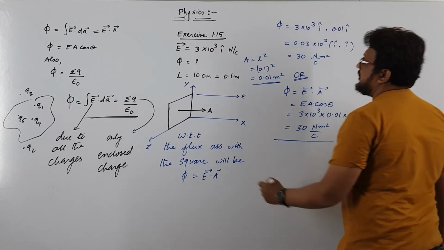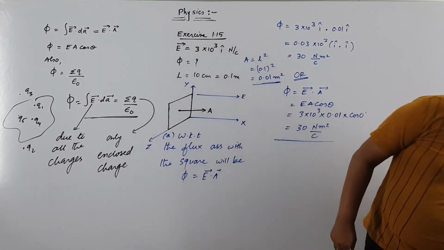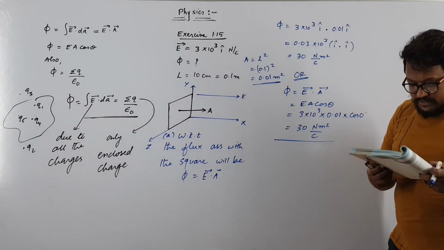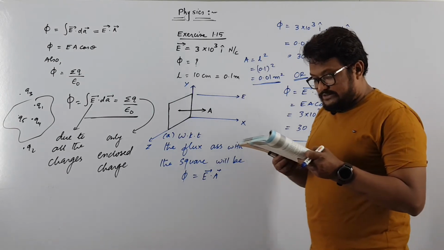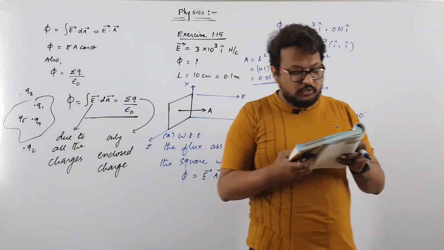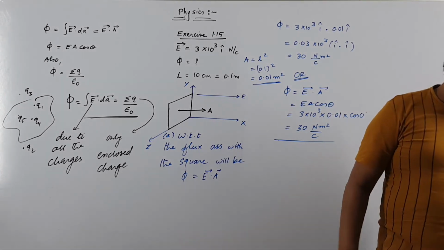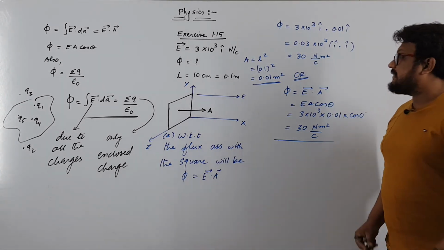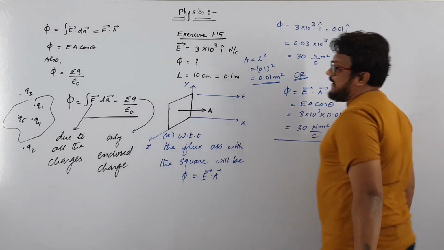This is actually part A. There is one more part, part B. What is the flux through the same square if the normal to its plane makes a 60-degree angle with the x-axis? So in the second case, it is given that this plane is making an angle of 60 degrees with the x-axis.